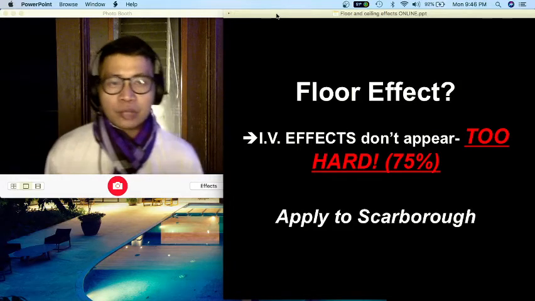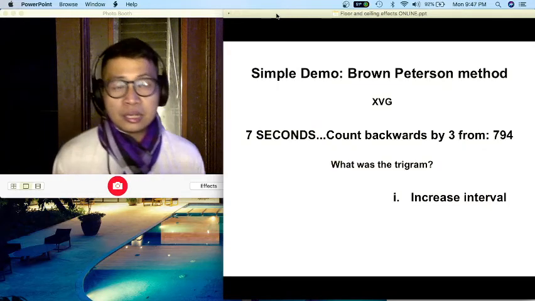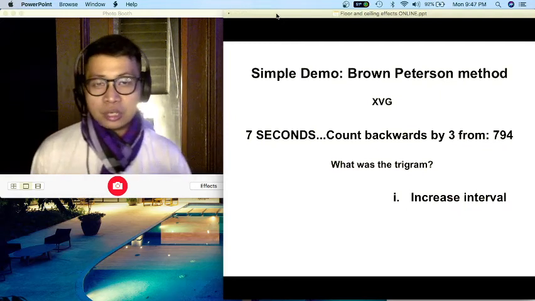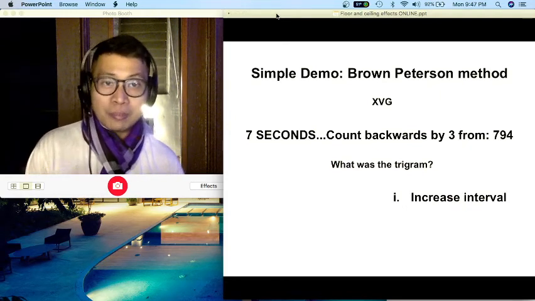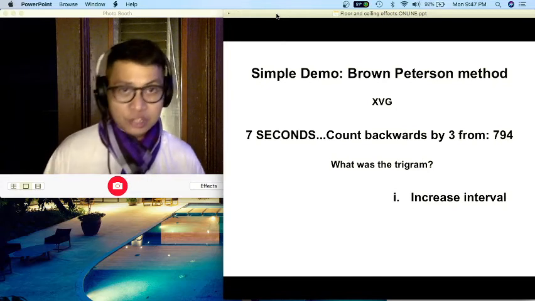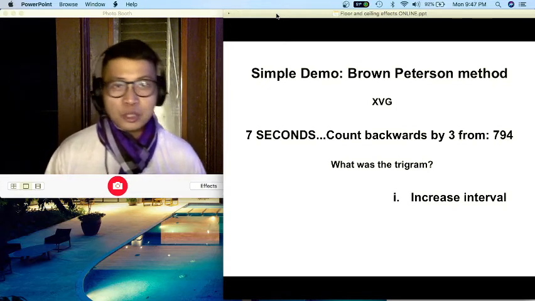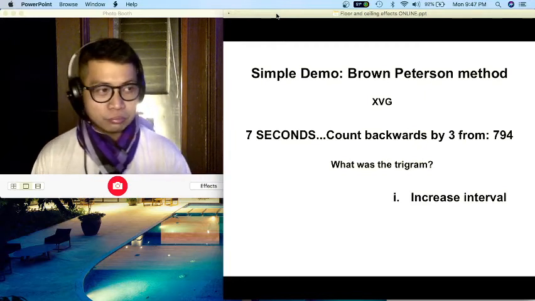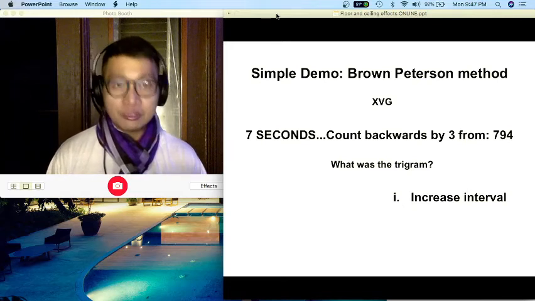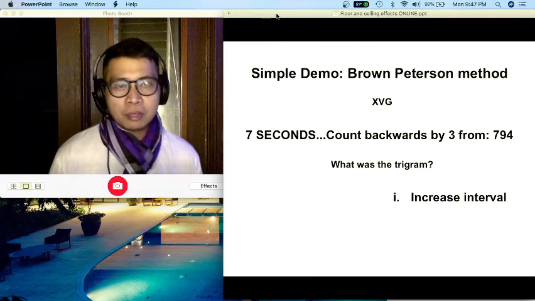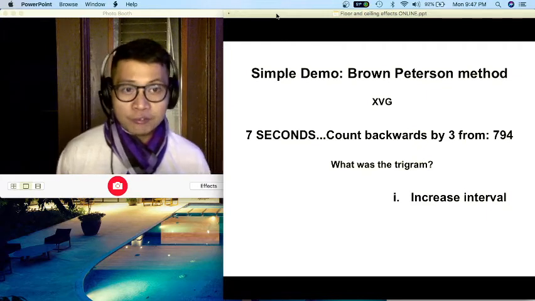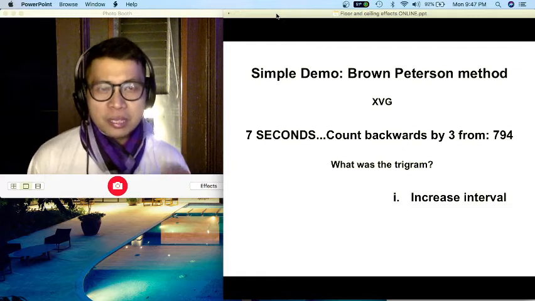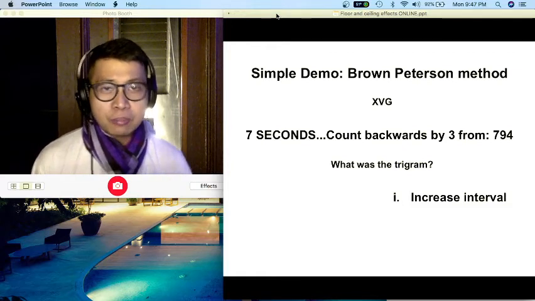Let's apply floor effect to the study by Scarborough na pinag-aralan natin kanina, di ba? I mean, let's talk about the Brown-Peterson method. So, nung in-adjust ni Scarborough yung time interval from 3 seconds to 7 seconds, ano nangyari? Lumabas yung epekto. So, the task became a little bit harder, which is good kasi nakita natin na meron palang effect yung modality sa dependent variable. But just to demonstrate to you the floor effect, paano magkakaroon ng floor effect in this study, mas pahihirapan pa natin yung Brown-Peterson method. Diba?